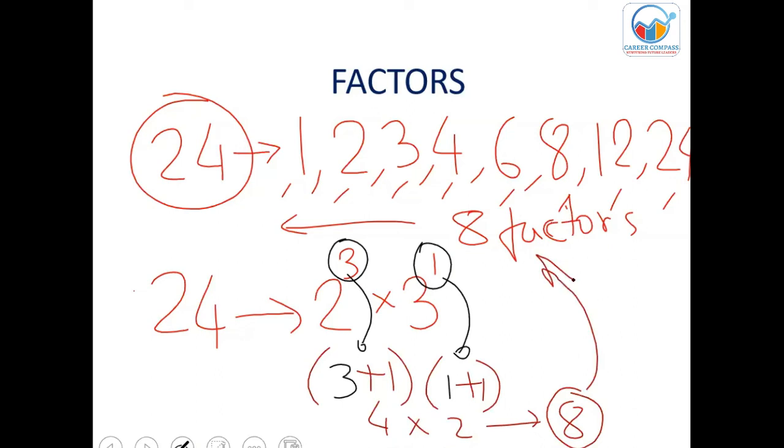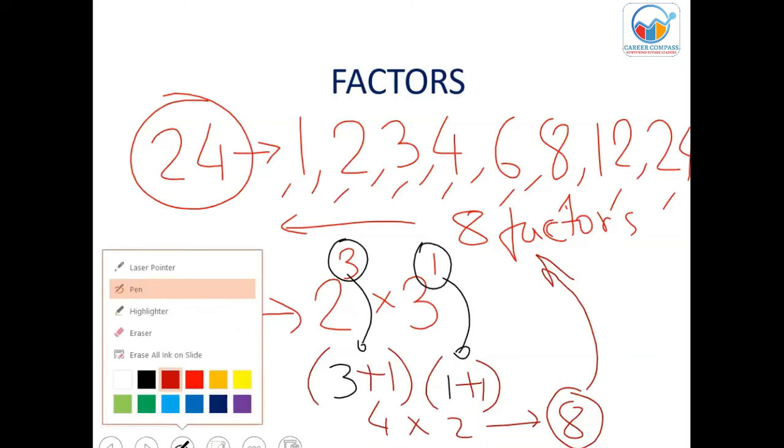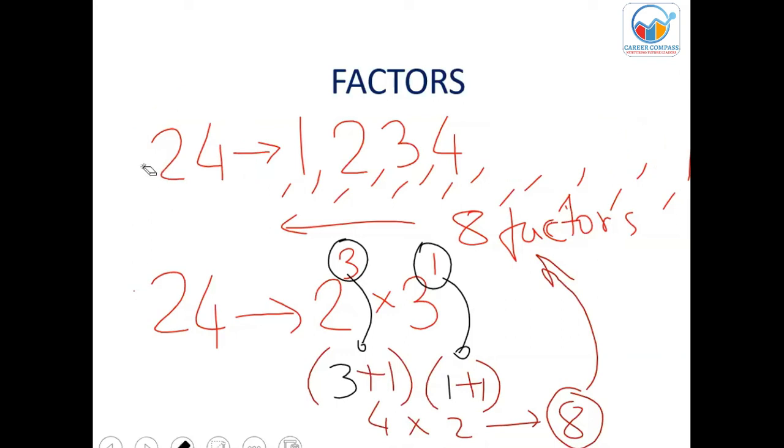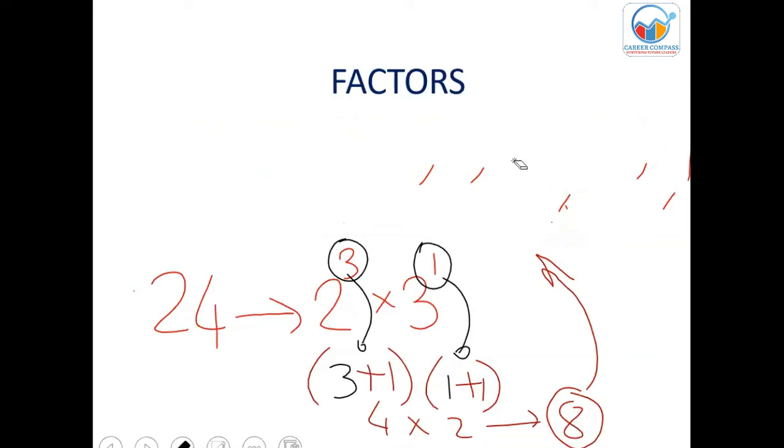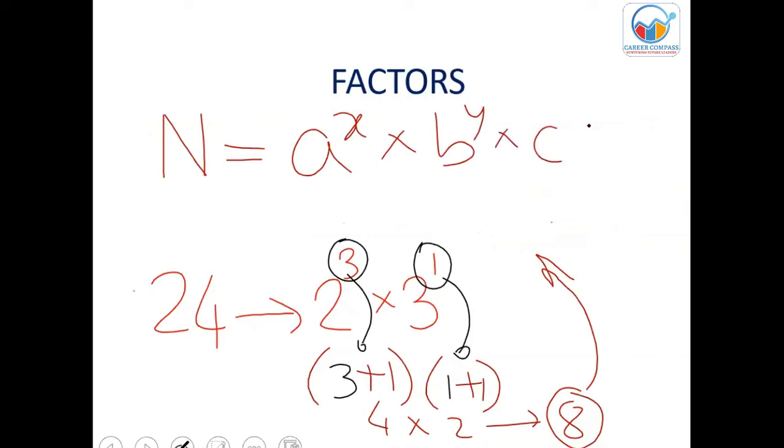Right, guys? This is how we should find the number of factors. If I can generalize how to find the number of factors, I can probably erase this example and look at a generic number n, which can be expressed as a to the power x into b to the power y into c to the power z, where a, b, c are prime. This is called prime factorization, right, guys?